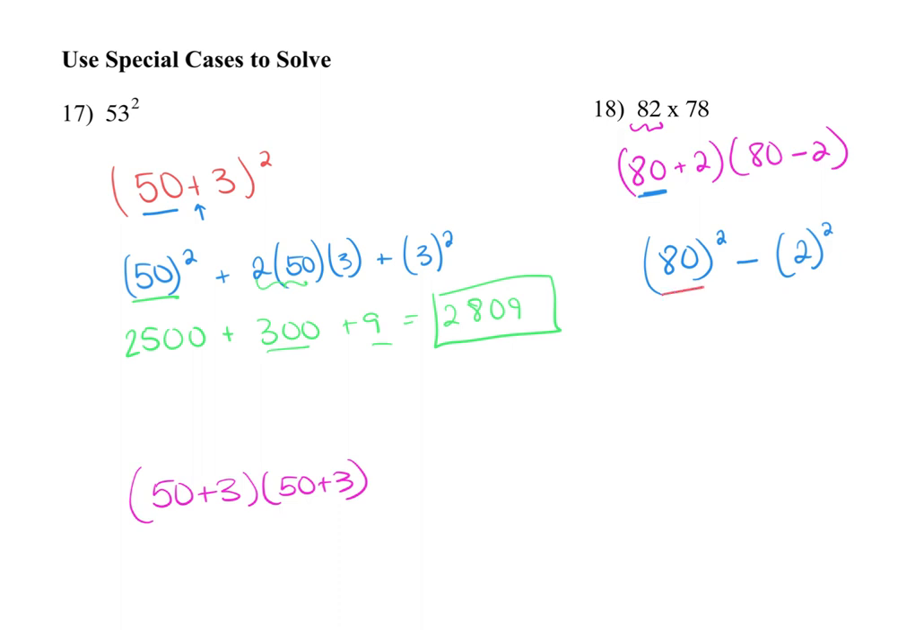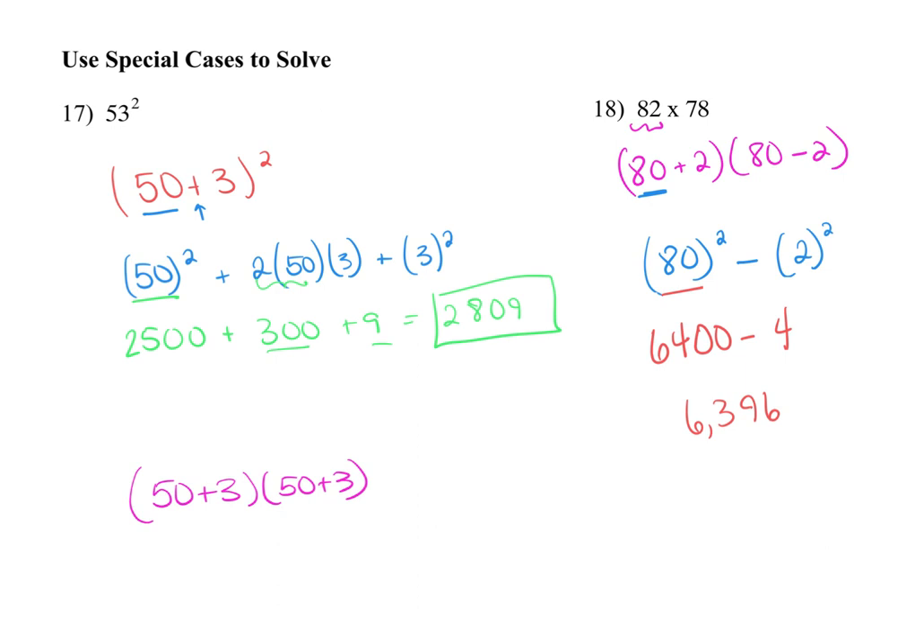Again, when you square a large multiple of 10, square the first guy. 8 squared is 64. And then have 2 zeros, because I squared it. Minus 2 squared is 4. 6,400 minus 4 is going to be 6,396. And that is what happens when you multiply 82 and 78. Okay? By the way, that's much faster than long multiplication. Much faster than long multiplication there.